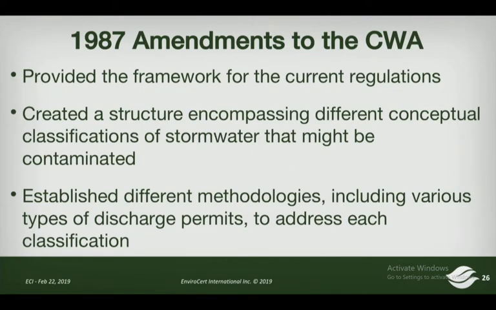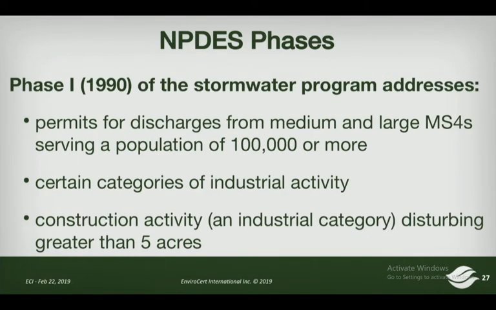By 87, there's the further amendments starting to create different structures to classify stormwater that might be contaminated. They started looking at different methodologies for the types of discharge. And they started trying to establish different permits on how to address each of these problems. So as a result of those identifications and the knowledge that's coming by these studies, as well as really a series of lawsuits, phase one, what became known as the NPDES program, in 1990 becomes established.